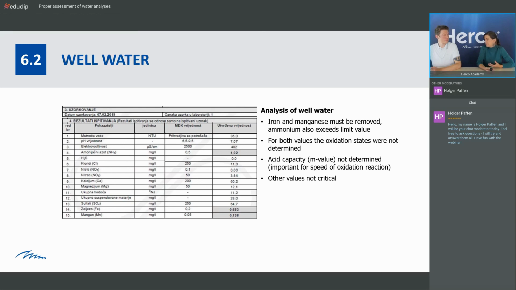We asked the client in the end to send us a second sample with the alkalinity, which we got in the end. And you can see that the other parameters are not so critical, but this is an example of how it maybe works out in practice, that you have half of the information, and that's not very helpful.